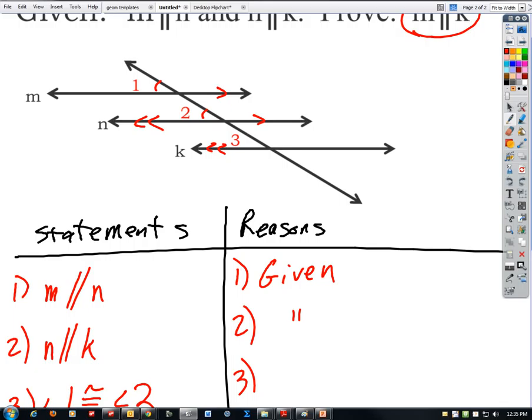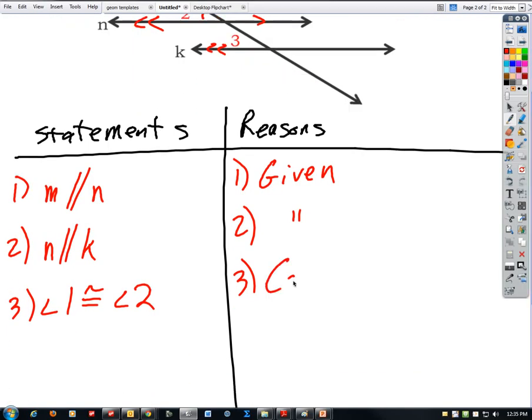What's my reason for that one? Corresponding angles. And I don't care if you write corresponding angles postulate or corresponding angles theorem. I don't care if you write that part. All I care about is corresponding angles. That's all you have to write on your reasons. We know it's either a theorem or a postulate, and we don't care which one. So the reason here is corresponding angles. Okay. What else do we know?